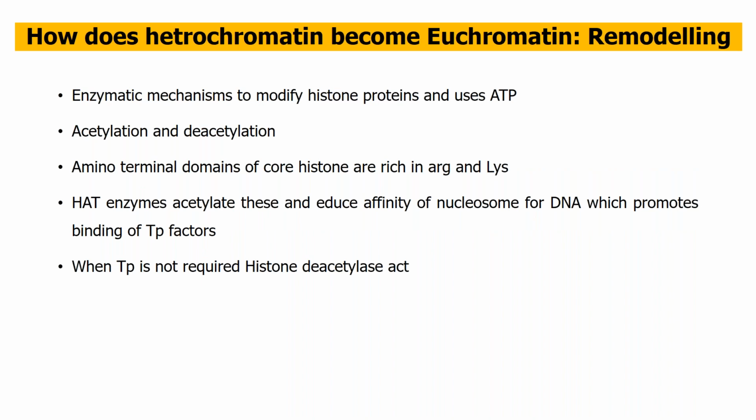How does this chromatin remodeling take place and what is chromatin remodeling? The process of structural changes occurring in the heterochromatin to become euchromatin is the chromatin remodeling. जो heterochromatin है आपका, that is transcriptionally inactive, वो जब जब euchromatin में convert होगा जो कि ट्रांसक्रिप्शनली एक्टिव है, तो उस प्रोसेस को हम बोलेंगे रीमॉडलिंग. एंजाइमेटिक मैकेनिज्म्स to modify histone proteins and it uses ATP. There is acetylation and deacetylation. Amino terminal domains of the core histones are rich in arginine and lysine.